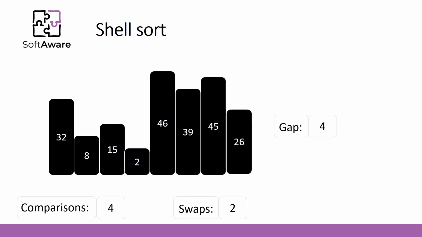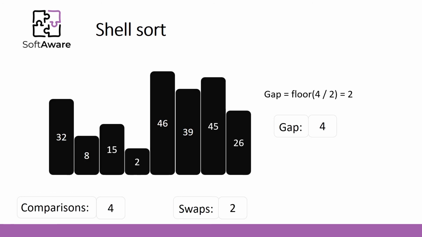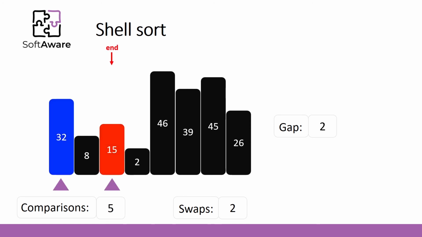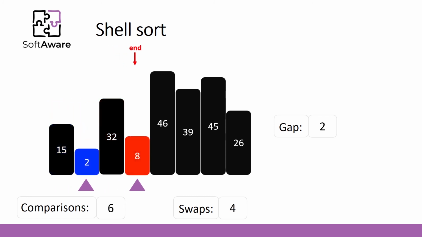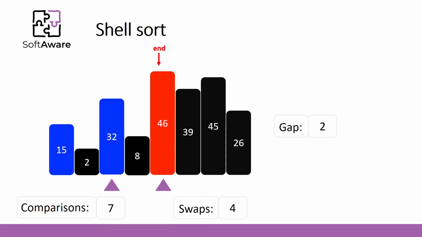With a gap equal to 4, it is not clear how this algorithm works, so let's move on to the next step and reduce the gap value, dividing it by 2. Now the gap is equal to 2. We still mark the end of the sorted part in red color. In the first two steps, only 2 elements are compared, while in the third step, 46 can be compared with 2 elements with a gap equal to 2.